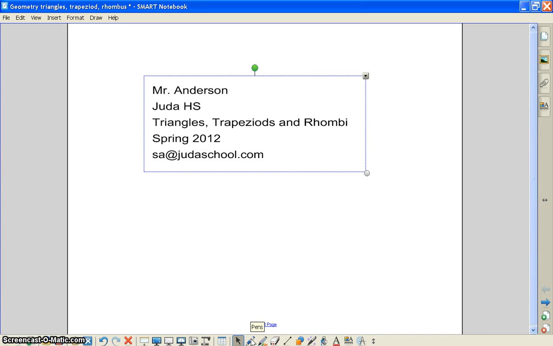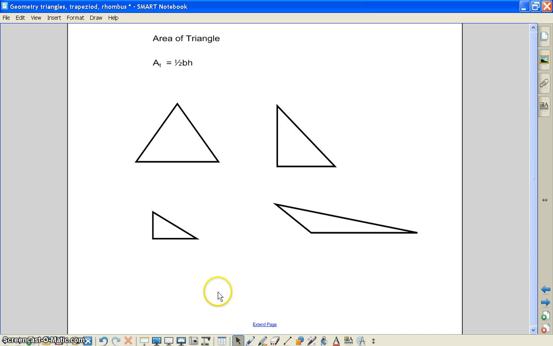Today we're going to talk about triangles, trapezoids, and rhombuses, or rhombi. We're going to start with triangles. The area of a triangle is 1/2 base times the height. We know that. We've talked about that many times.